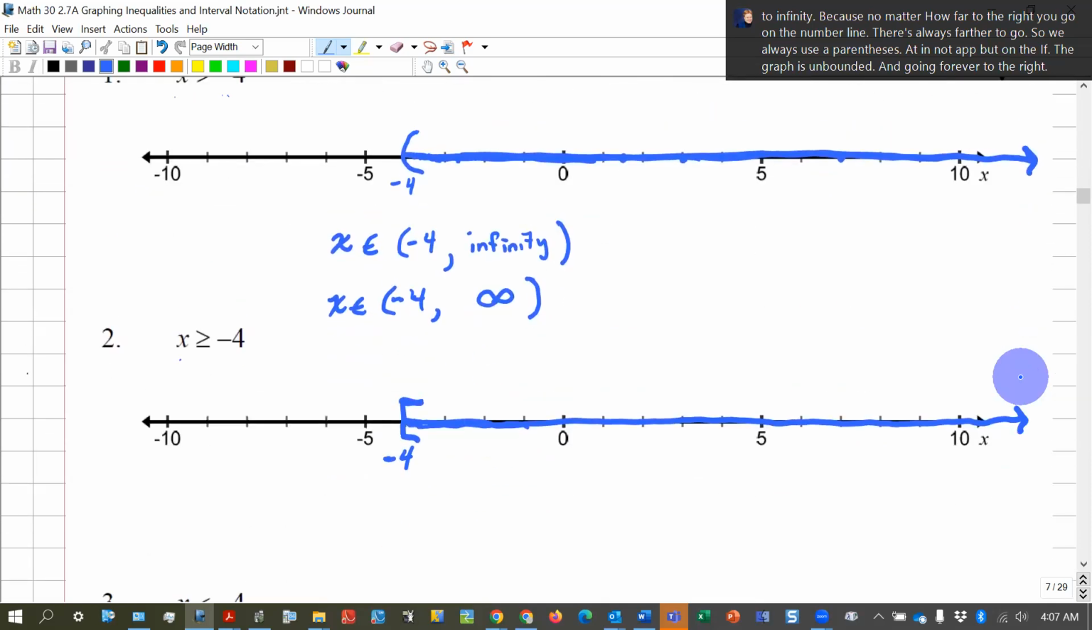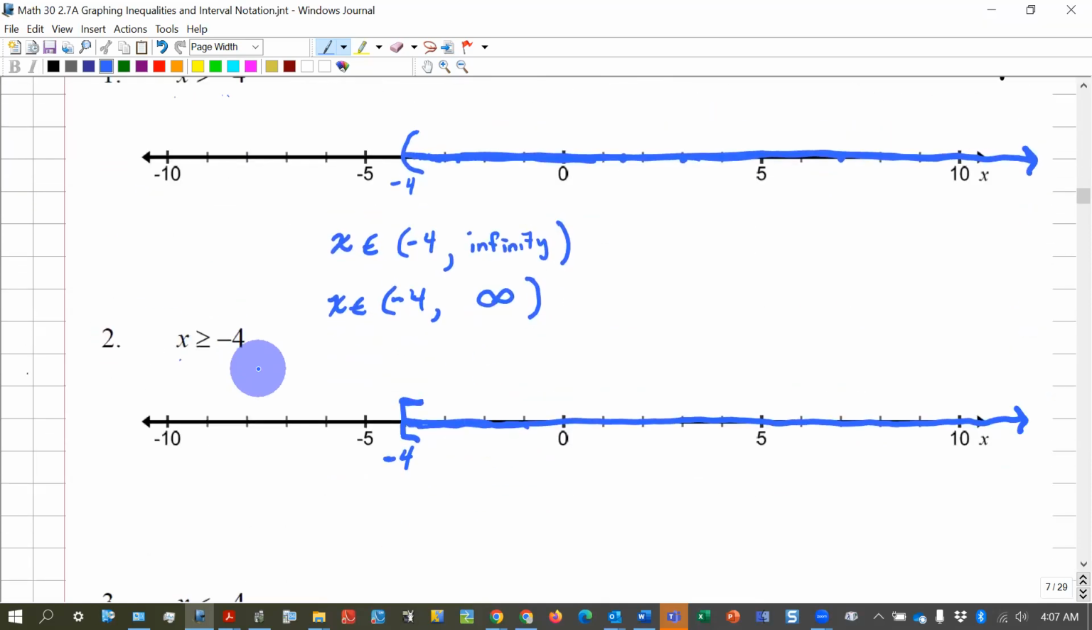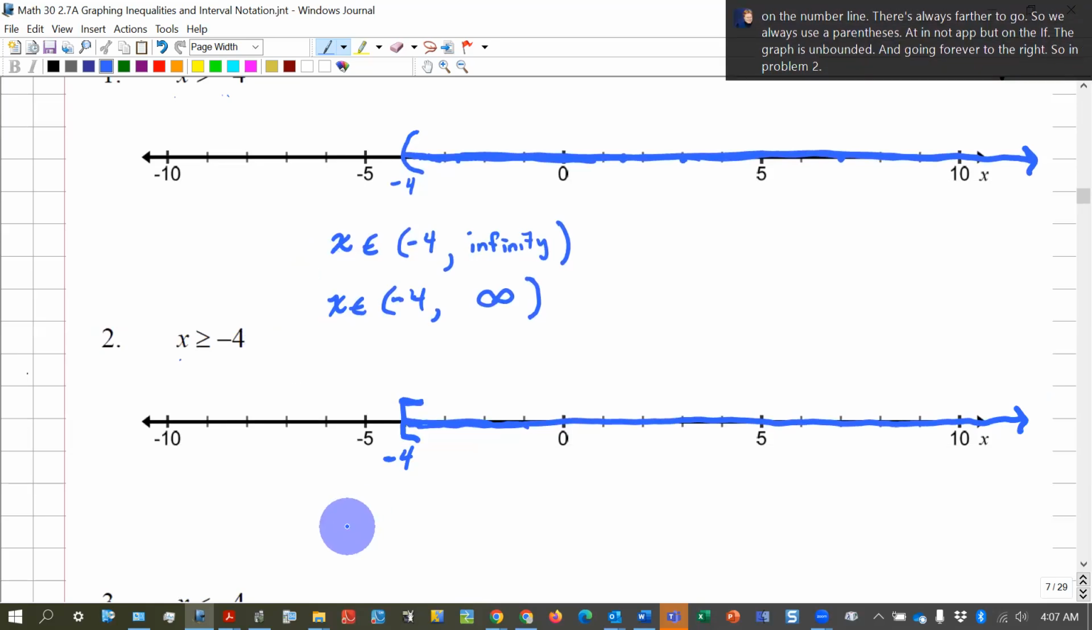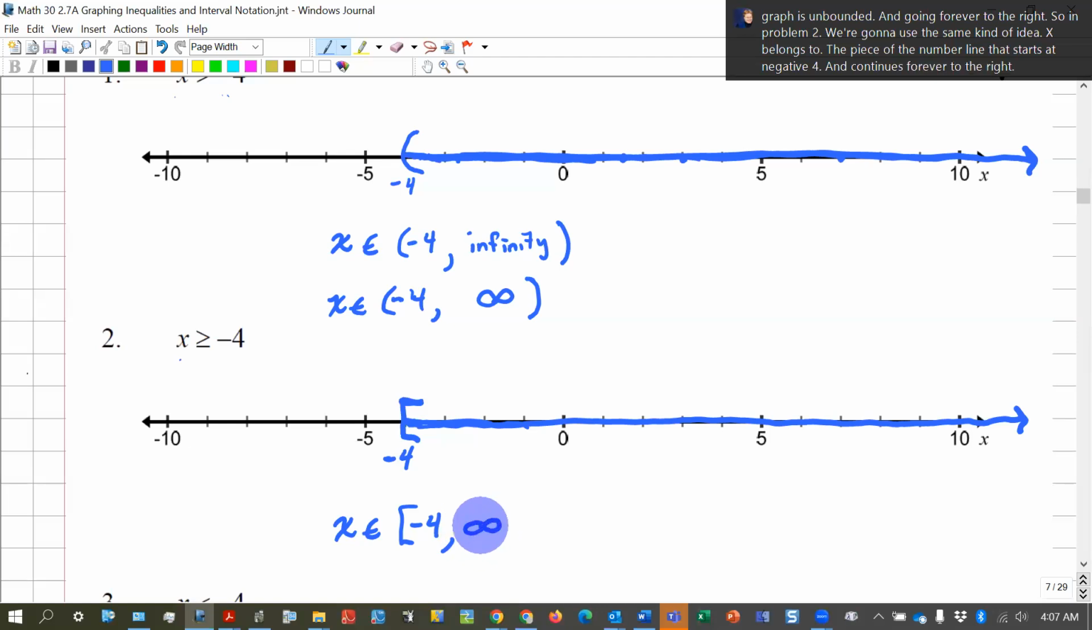So in problem 2, we're going to use the same kind of idea. X belongs to the piece of the number line that starts at -4 and continues forever to the right. And to convey that idea, we'll use the infinity symbol with a parentheses.